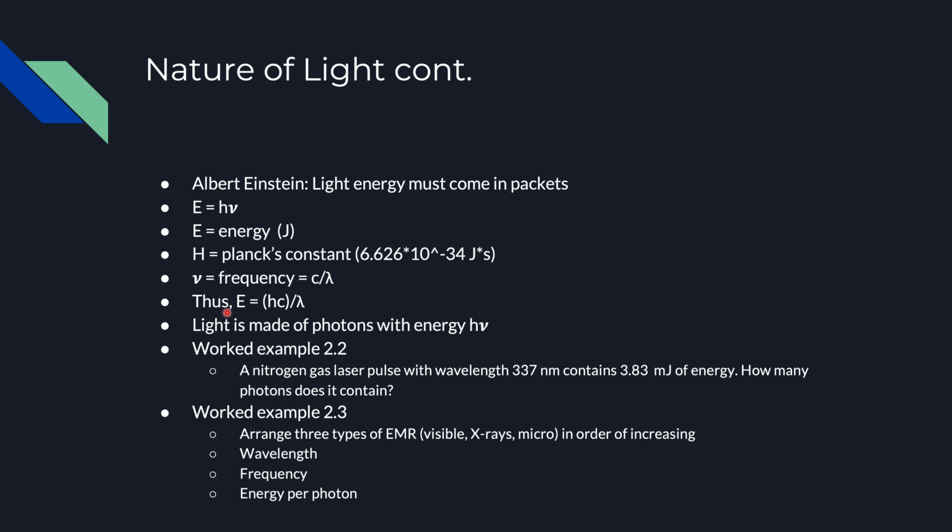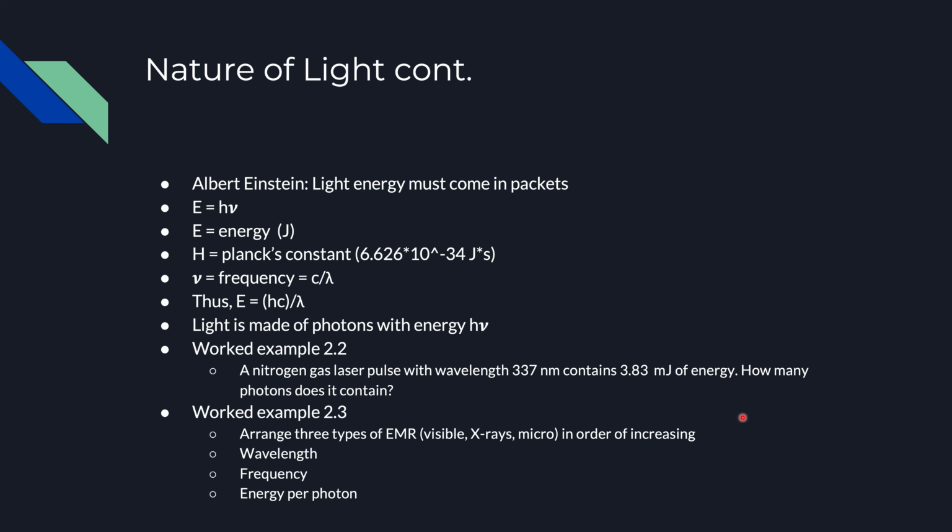Sorry, whenever I say V, I mean frequency, or nu. And light is made out of photons with energy h nu, or hc over lambda. Now we have an example that incorporates this idea of energy, which asks: a nitrogen gas laser pulse with wavelength 337 nanometers contains 3.83 millijoules of energy. How many photons does it contain?